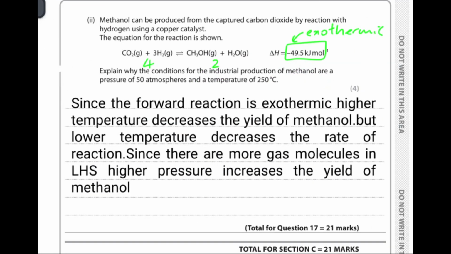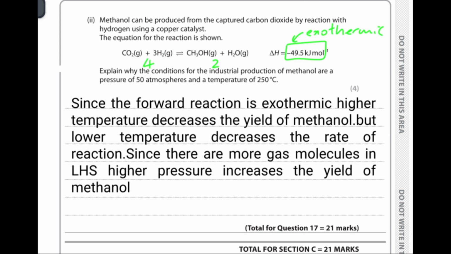So final question, Roman number 2. Methanol can be produced from the captured carbon dioxide by reaction with hydrogen using a copper catalyst. The equation for the reaction is shown. So they have given the delta H value of the forward reaction, and they are asking to explain why the conditions for the industrial production of methanol are a pressure of 50 atmospheres and a temperature of 250 degrees Celsius, right?